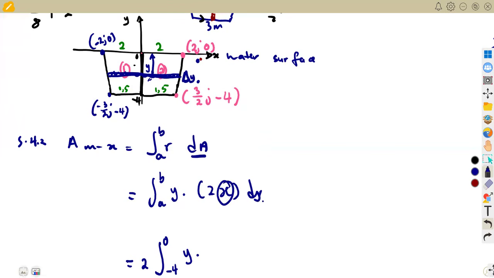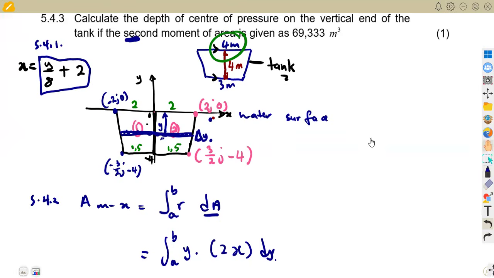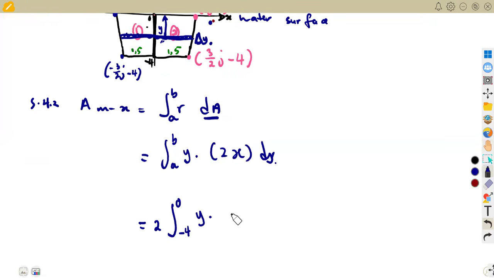So Y is going to remain as it is. But this X is supposed to be removed because our integral is supposed to be of Y. So we are going to replace our X with the expression for X. This is our expression for X. That's why I said you have to make X the subject of the formula. So that's Y over 8 plus 2. So you're going to substitute this as Y over 8 plus 2. Just like that, you're done.